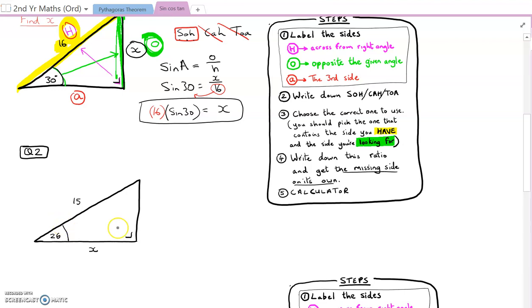I'm going to label my sides first of all. There's my right angle. So over here is my H. Here's my angle. So over here is O. And here's my third side, A. Write down the trigonometric ratios.